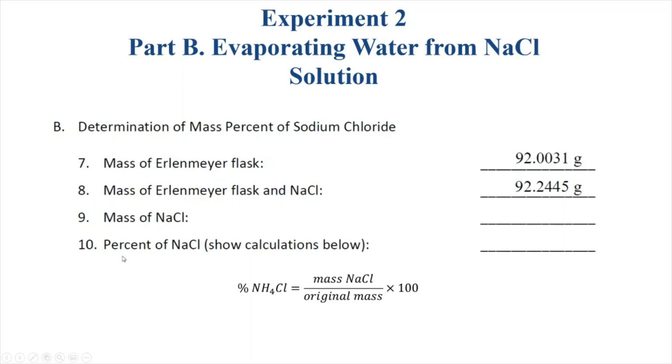So the last thing we're going to do is look at the percent of NaCl, and we're going to calculate that. Oops, I made a little mistake here. This should be: the percent of NaCl is equal to the mass of the NaCl divided by the original mass. So we're going to calculate our percent NaCl by taking the mass of the NaCl over the original mass that we had.